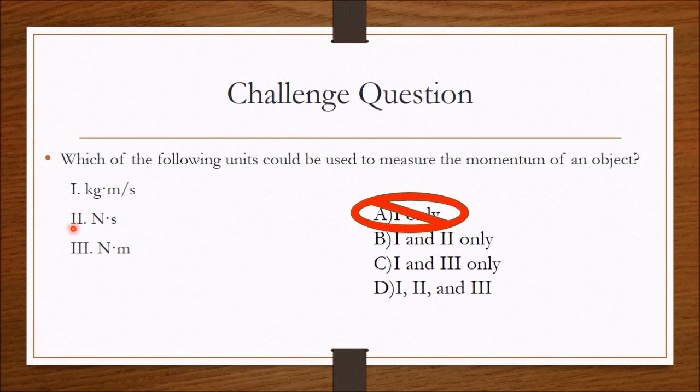Since 1 newton is the same thing as a kilogram meter per second squared, if you multiply that by seconds again, it cancels out the squared second, and you're left with the units for the first one. So 1 and 2 are both acceptable units for momentum.